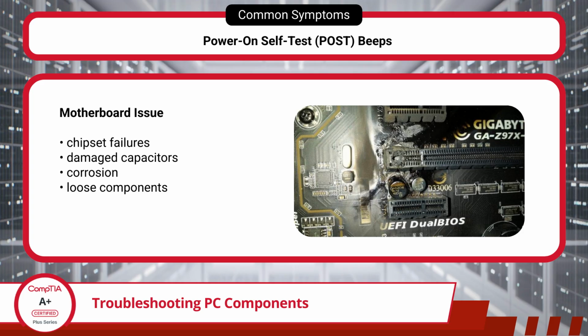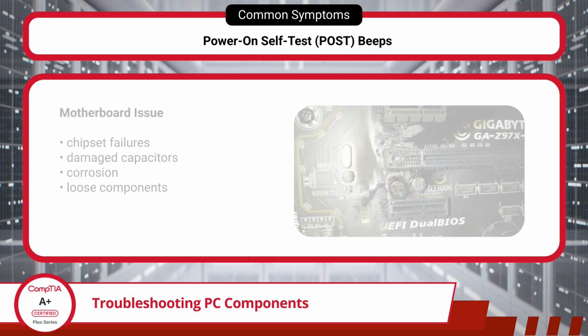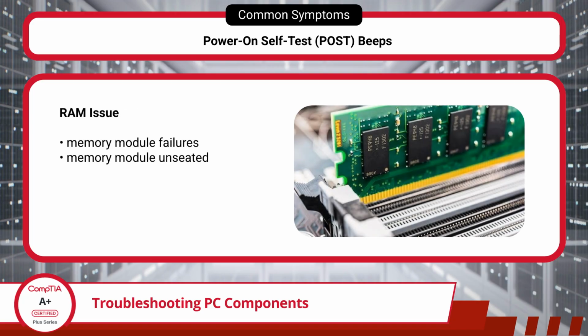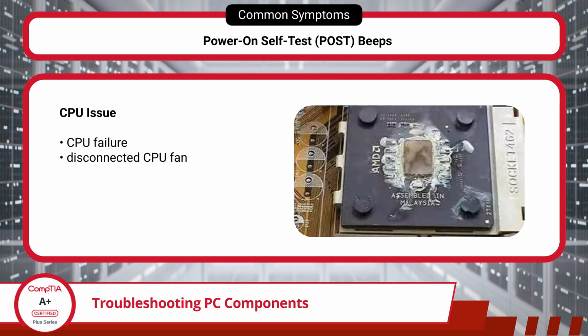Each beep pattern will correspond to a specific hardware problem, with the most common culprits being motherboard malfunctions, memory failures, or CPU issues. By recognizing and deciphering these POST beep codes, users can promptly address the root cause, whether it involves examining the motherboard for defects, such as chipset failures, damaged capacitors, corrosion, or loose components. Troubleshooting memory modules to see if they have failed or become unseated. Or inspecting the CPU for failure or a disconnected CPU fan.